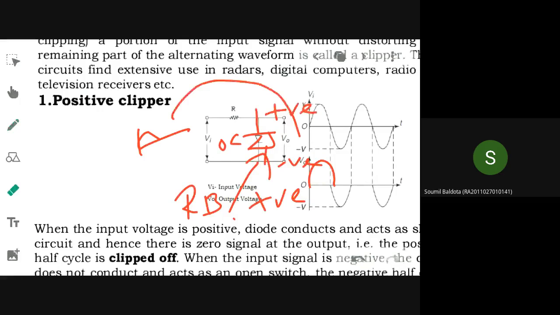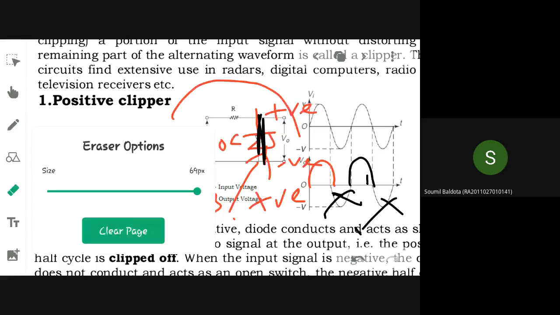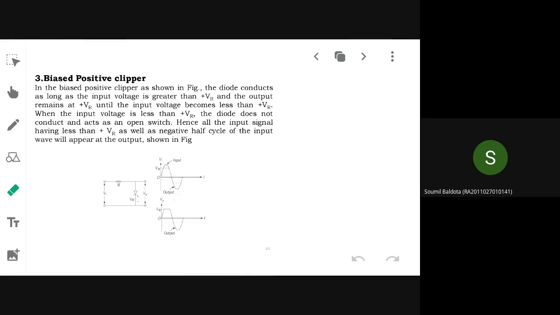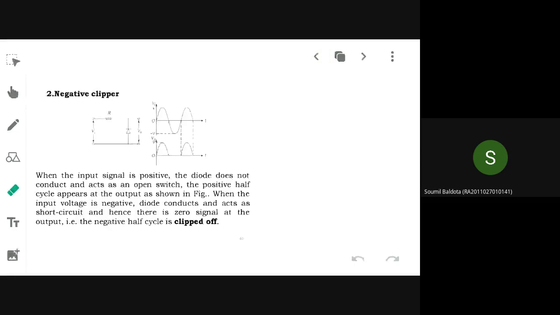During the negative half cycle, what will happen? It will be shorted, hence no voltage will be there. So here there will be no output, zero. You will be getting only positive portions alone, while these portions will not be there. So that type of clipper is called what clipper? Negative clipper. Okay, right. So this is a circuit for negative clipper.